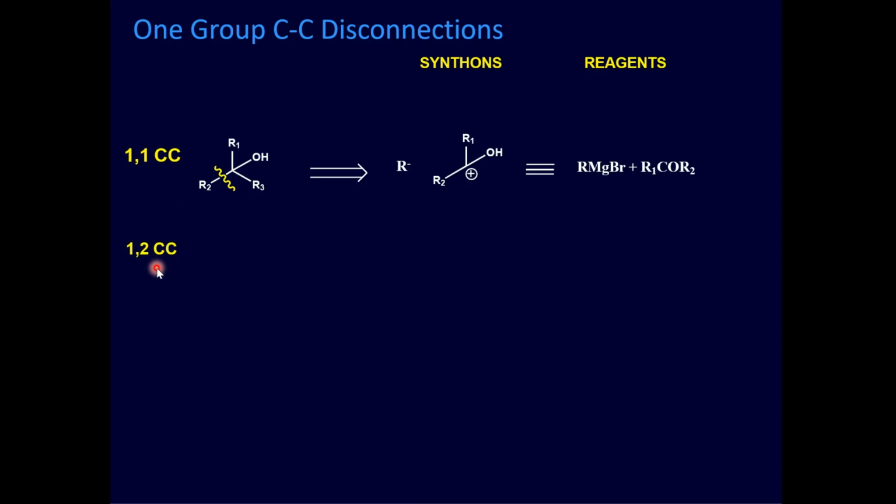We can also do 1,2 CC disconnection in the case of secondary alcohols. This is a secondary alcohol. I break at the CC junction. This part gains electron richness and acts as a donor synthon. The other part acts as an acceptor synthon.